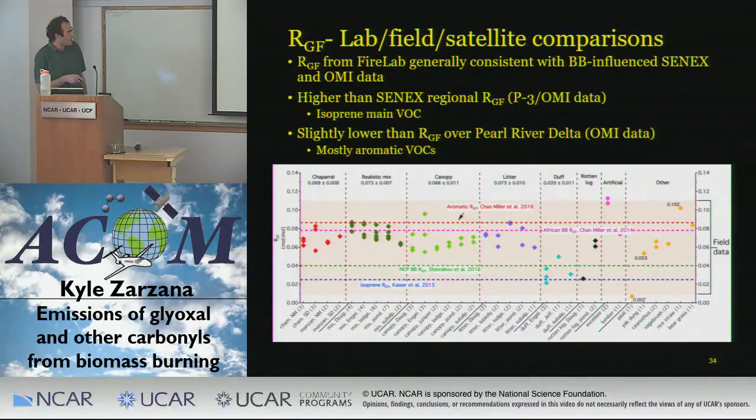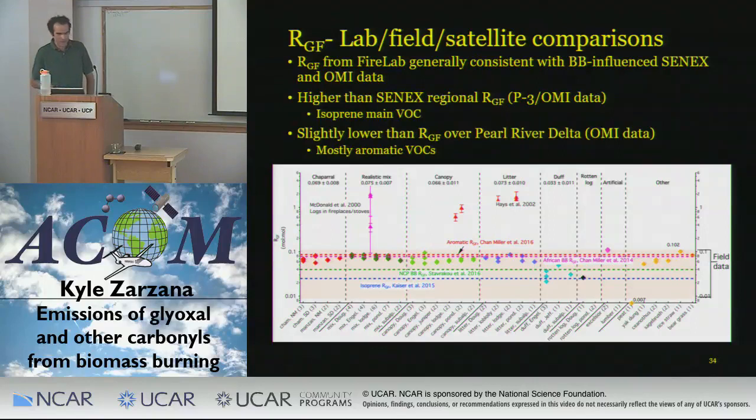This pink line here and this green line here are satellite RGF values. This is from Africa. This is over the North China Plain. We're in pretty good agreement with the Africa value, and we're a little bit higher than this NCP, this North China Plain, and we're gonna have to do some more work to understand those differences. There's a hotspot of Glyoxal over the Pearl River Delta that's mostly from aromatic VOC oxidation. That's a little bit higher than the Glyoxal to formaldehyde ratio we see from biomass burning.